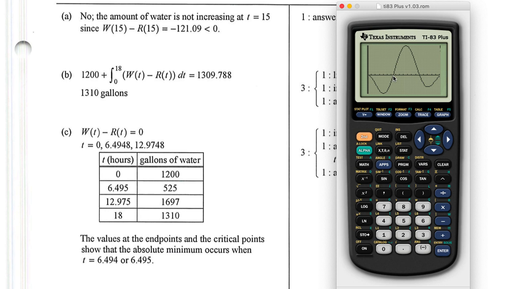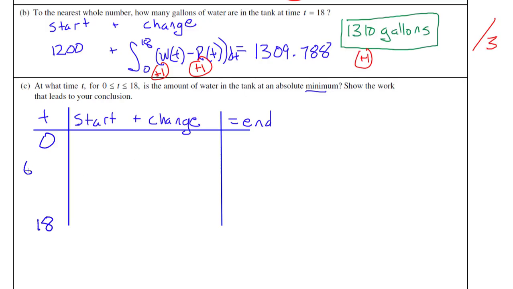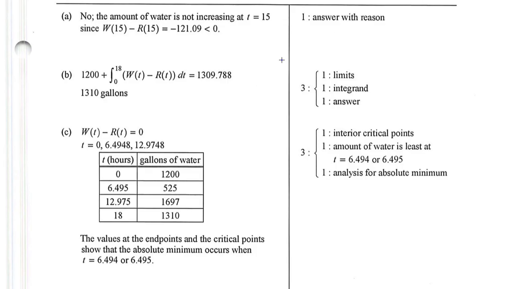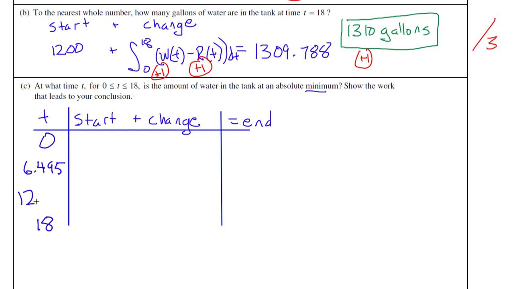You may indeed throw out the other value. Go. 6.495, rounding correctly. So come back here. 6.495. And then the other one, I'm just going to write down 12.975. And then let me talk about what Arrow just said.